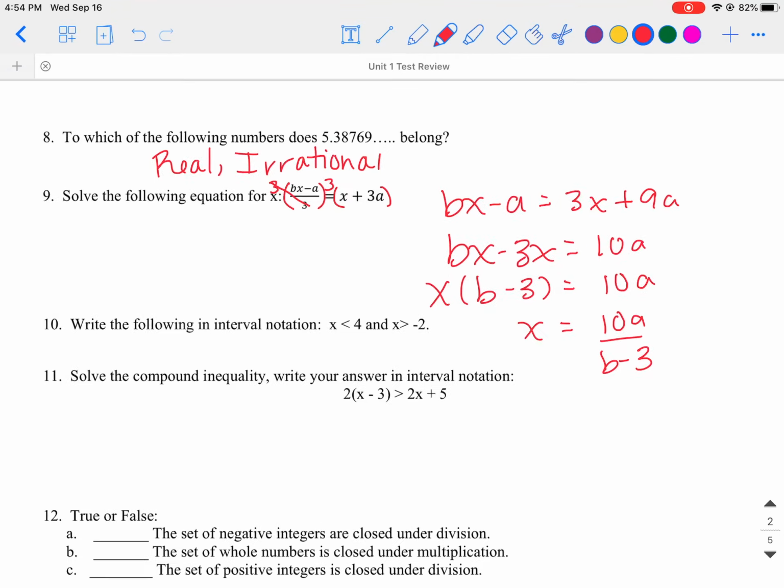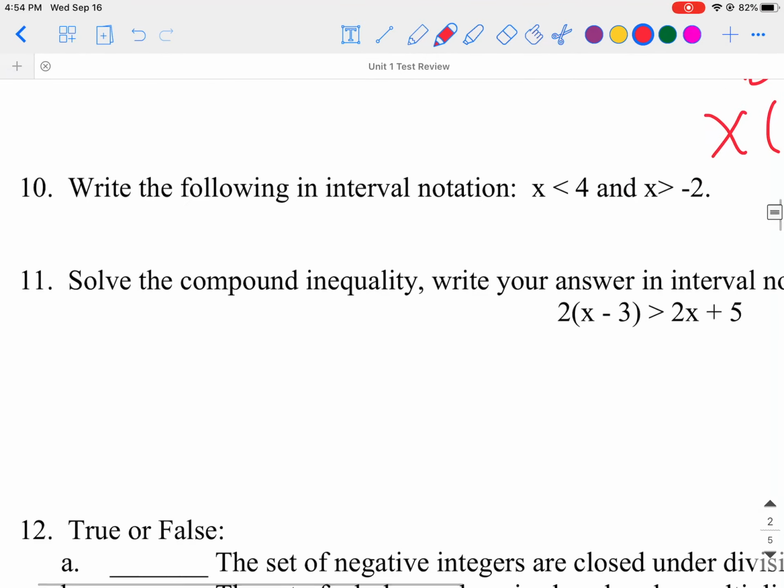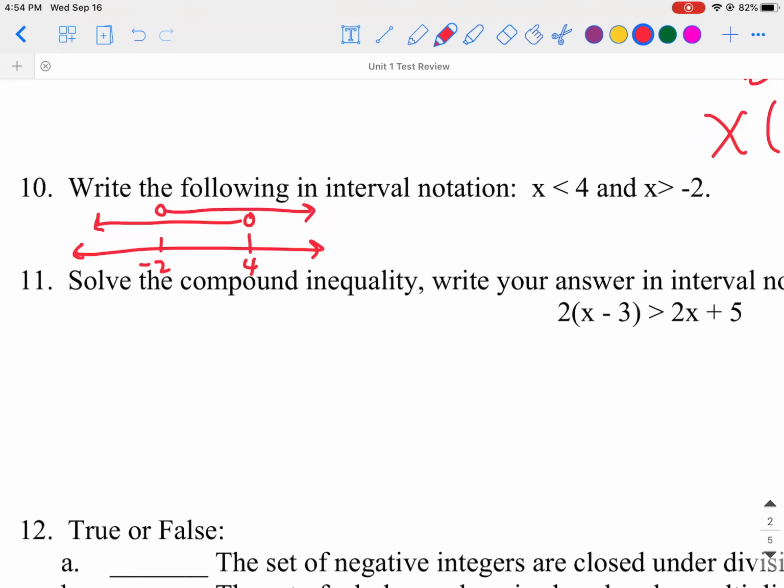We're going to write this in interval notation. I like to draw a graph of it first. So we have -2, we have 4, we have x is less than 4, and we have x is greater than -2. So and means where they overlap. Well, they overlap right here. So our answer is -2 to 4, both parentheses because they are both open dots.